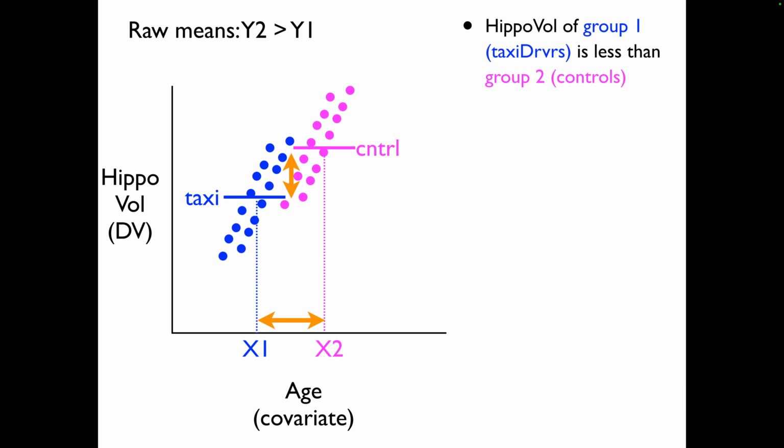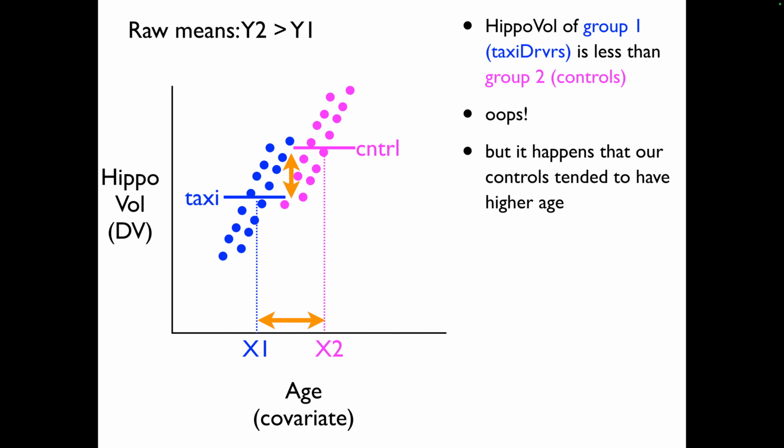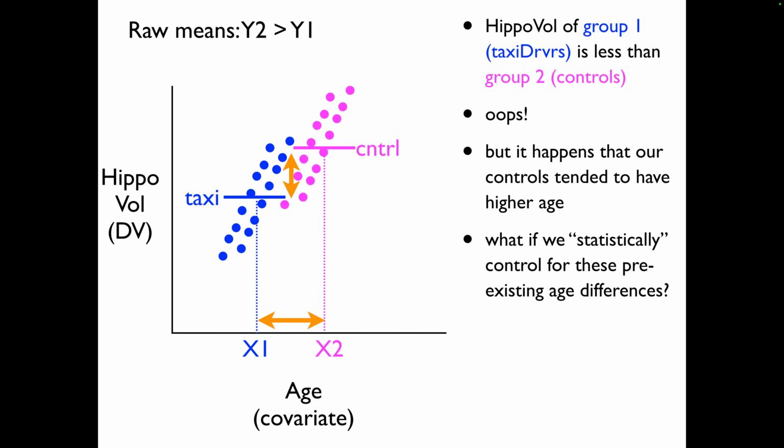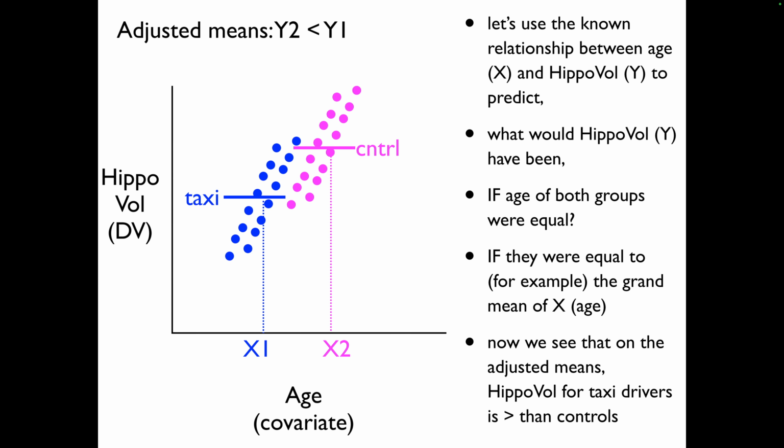So hippocampus volume of group 1, taxi drivers, is less than group 2, controls. Oops, but our controls tended to have higher age. So can we statistically control for these pre-existing age differences and adjust scores on the dependent variable? So what would hippocampus volume have been if the age of both groups had been equal? They're not, but what if they were?